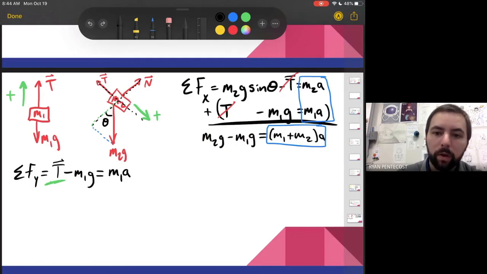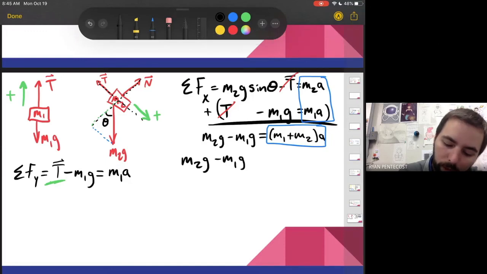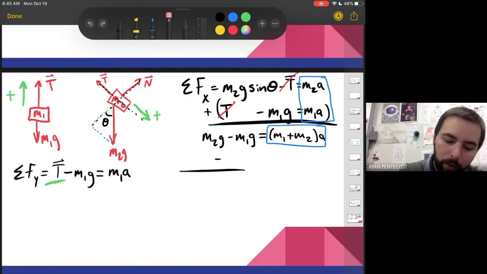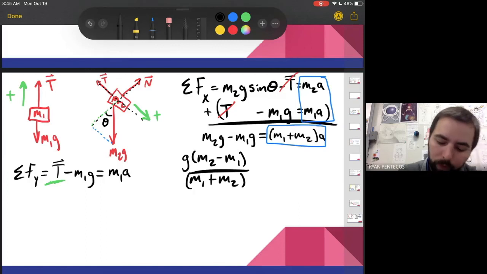Now, if we want to solve for acceleration, you just divide that over, and you have M2G minus M1G all over. Actually, before we do that, let's pretty that up. Say we have G times M2 minus M1 divided by M1 plus M2. And that would be acceleration.